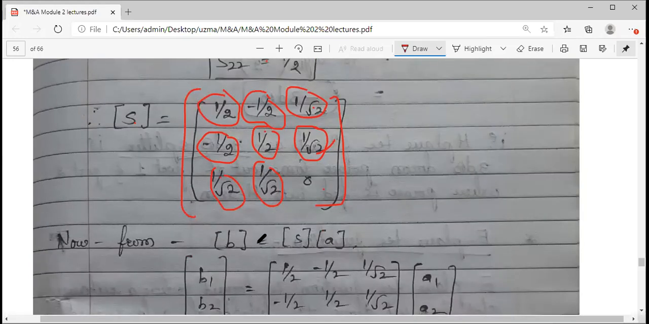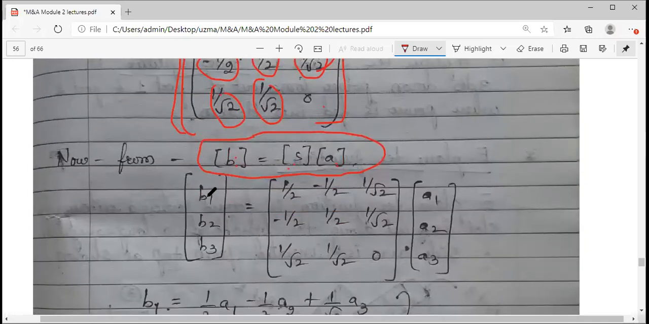Now, further, we have already seen how the S matrix can be represented. B is equal to S into A. This is the S parameter, S matrix representation for a multi-port network, you remember. B is equal to S into A. If I try to write the S matrix in this form, as we have 3 ports, 3 reflection coefficients will come, B1, B2, B3. And this is the S matrix we have just calculated, and as 3 ports are there, 3 incident waves will be there, A1, A2, A3.